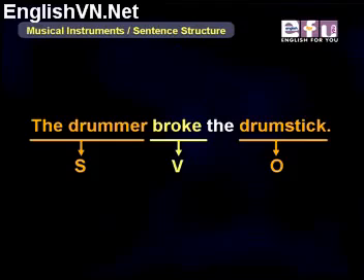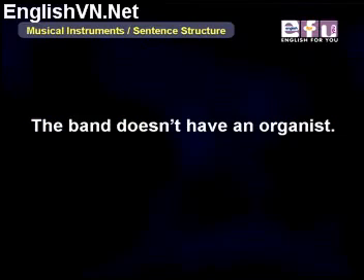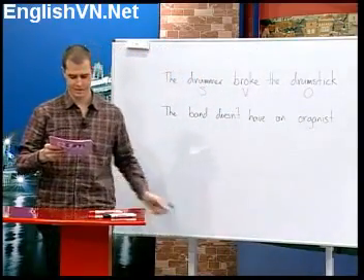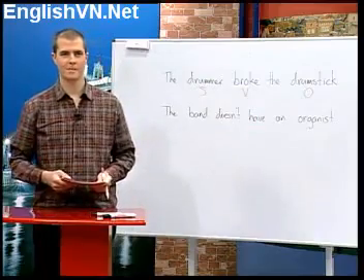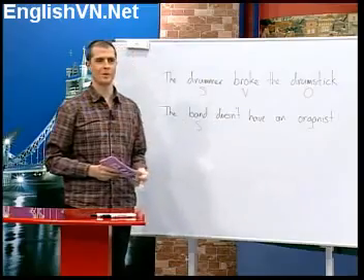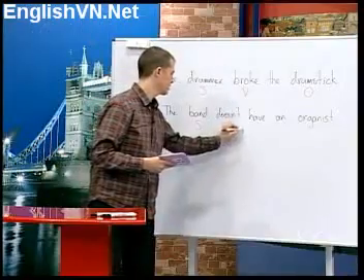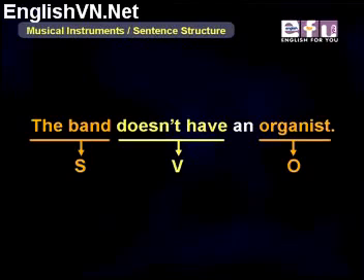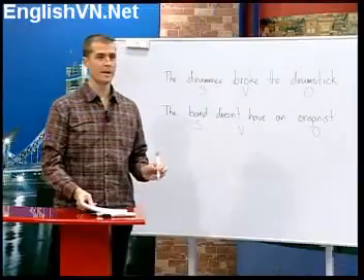Okay, now let's do another one. The band doesn't have an organist. Rosa, what's the subject? It's band. Good. Lewis, what's the verb? Doesn't have. And Monica, what's the object? Organist. Excellent. Organist. Person who plays the organ. Very good. I think you know this pretty well.